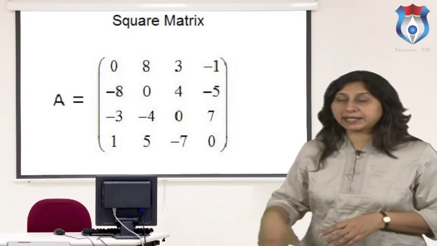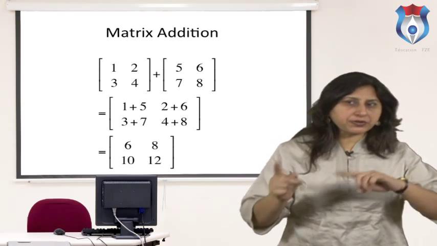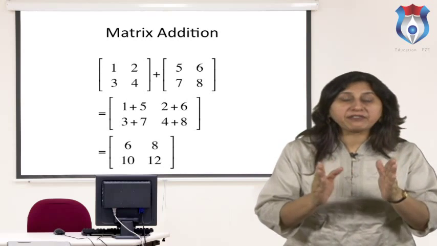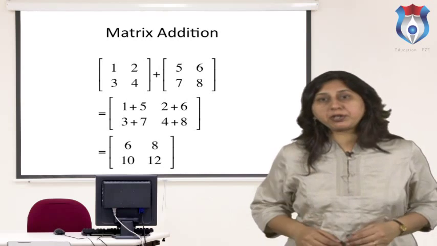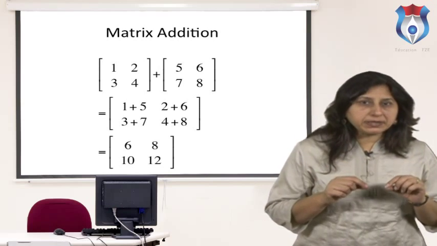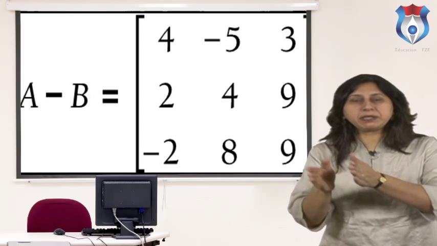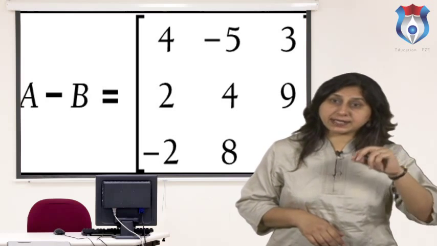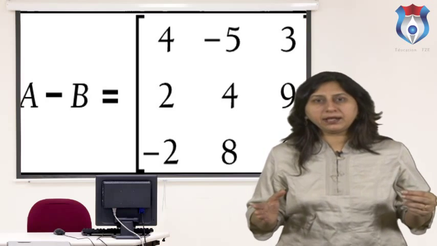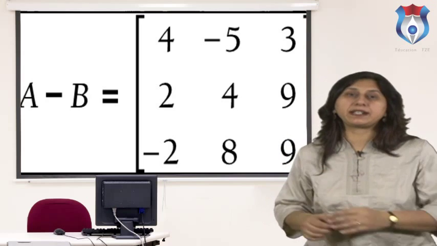Let us now look at matrix addition and subtraction. To add two matrices, they both must have the same number of rows and they both must have the same number of columns. The elements of the two matrices are simply added together, element by element, to produce the results. Matrix subtraction works in the same way, except that elements are subtracted instead of added.